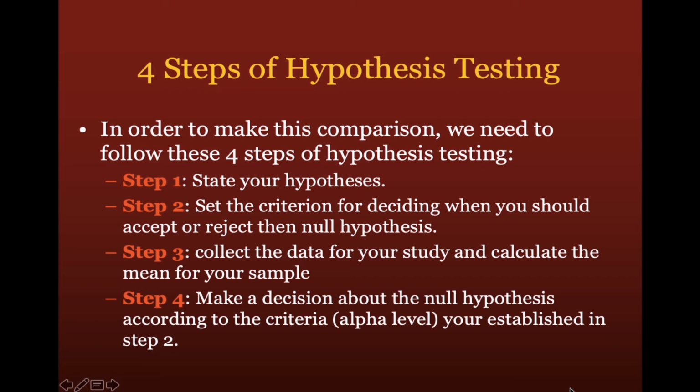Then the next thing you do is set the criterion for deciding whether you should accept or reject the null hypothesis. So how far does your sample mean have to be from the expected mean before you can reject the null hypothesis? Then you go out and collect data to see if the study provides evidence that your sample mean is different than the expected mean. And then in the final step, you make a decision about whether to reject or accept the null hypothesis based upon the criteria you set in step 2 of the process.